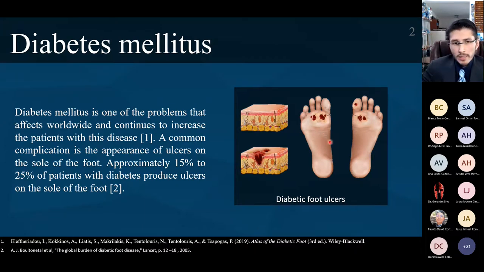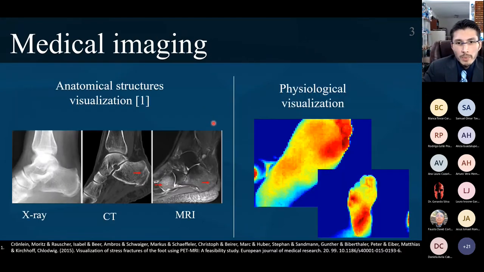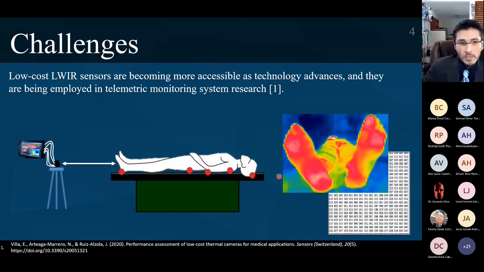As technology advances, we have medical imaging with traditional techniques such as X-ray, tomography, or magnetic resonance that let us observe anatomical structures inside the limbs, but these are more oriented to corrective medicine. On the other hand, thermal imaging lets us observe physiological processes, many times in real time. Also, these long wave infrared sensors, which are the ones useful for temperature measurement in humans, are becoming more accessible year by year.